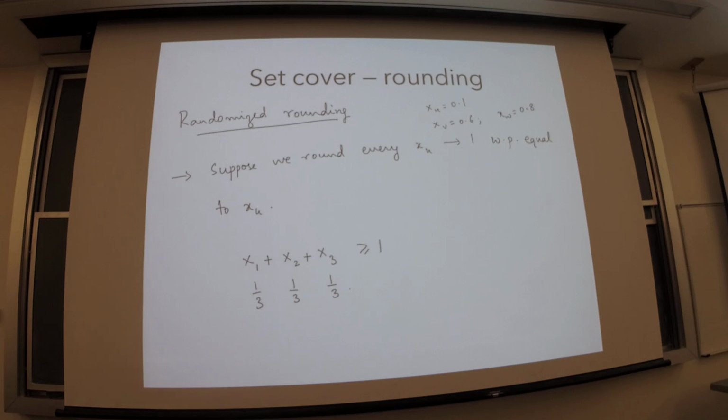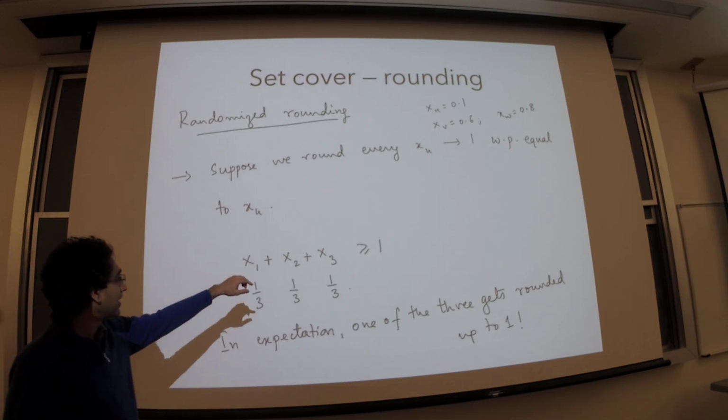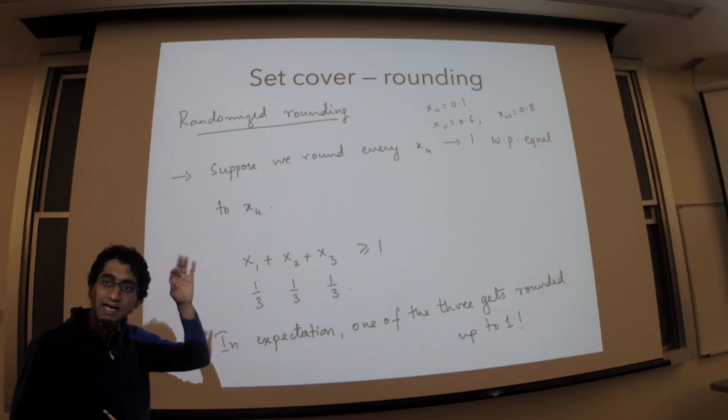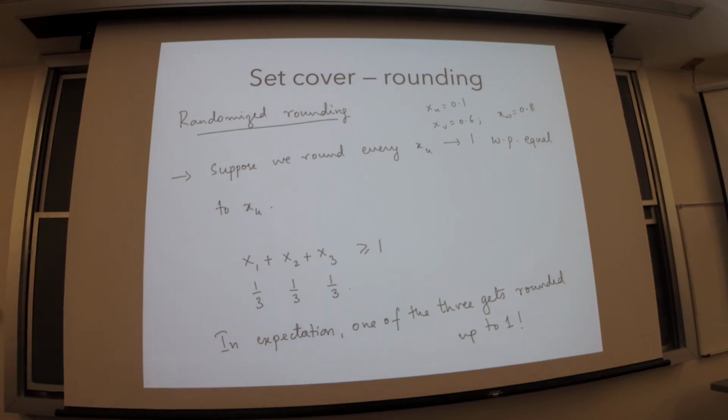So, in expectation, one of the two. If you look at your y1 plus y2 plus y3, at least that condition is satisfied in expectation in some informal sense. So that's the general idea behind randomized rounding. To make it actually work, you have to do some more work, which I will show you. But is the idea clear?